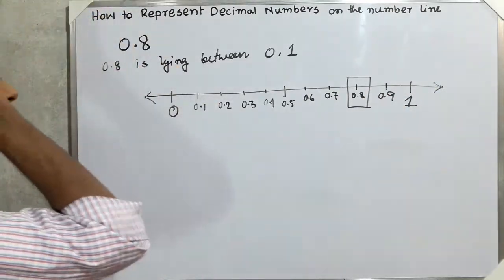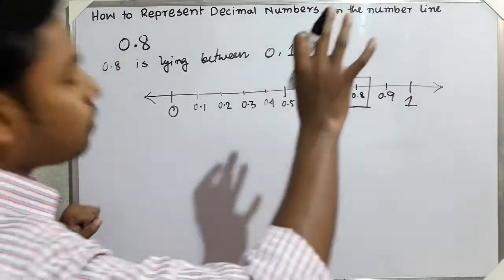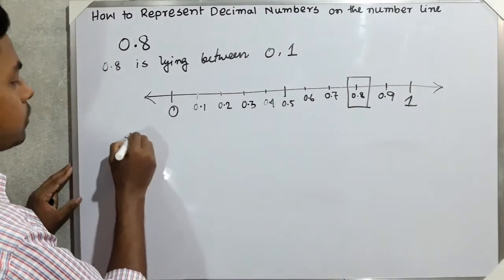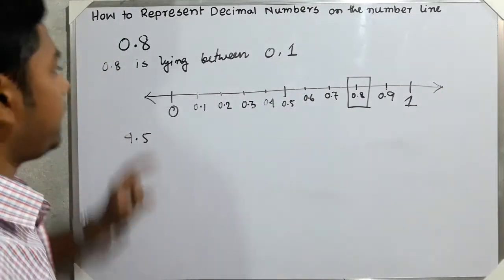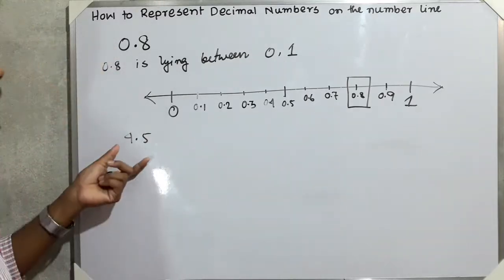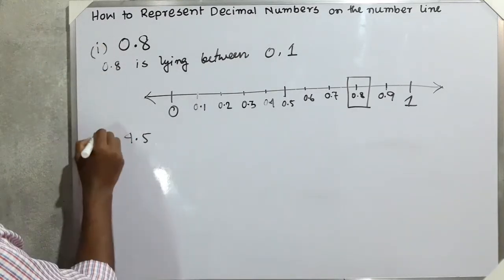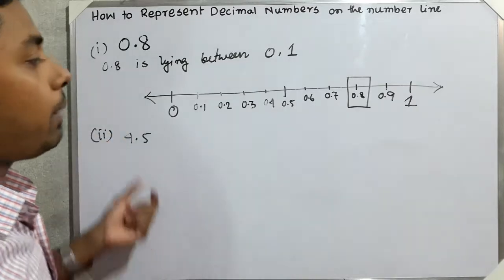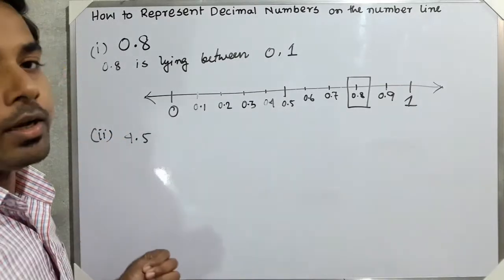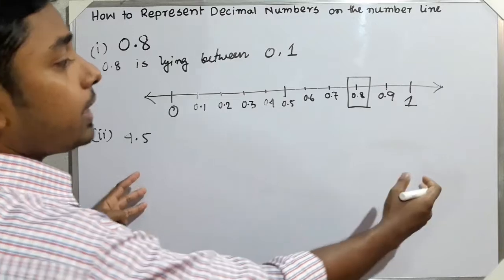Okay. Now suppose we are taking another example. Here I have taken 0.8. Now I am taking suppose 4.5. This number we have to show on the number line. So here also should we make 10 equal parts?